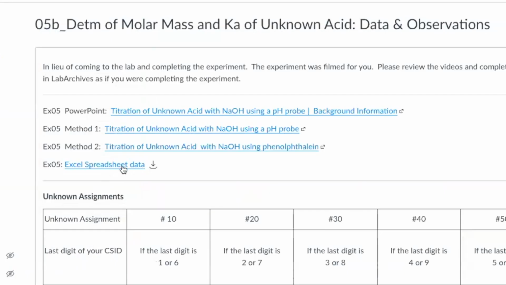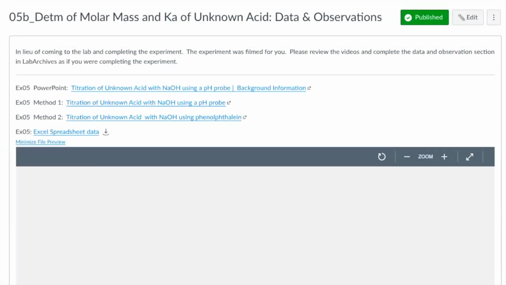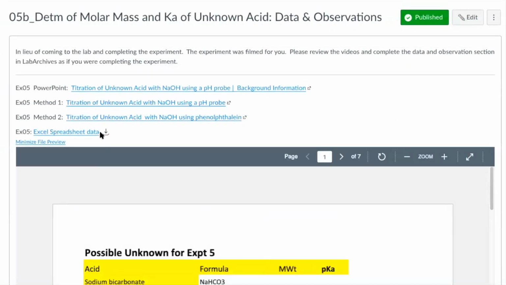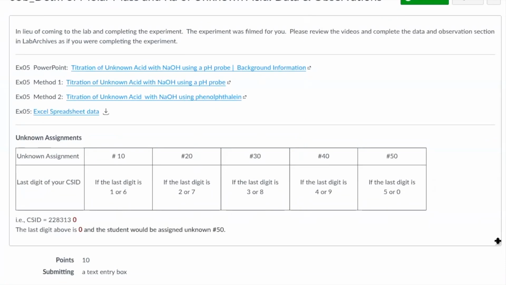This is the data right here. Before we look at the data, let me go back. Before we look at the data, read this. Your CSID will determine your unknown. If the last digit of your CSID is 1 or 6, you're assigned unknown number 10. If the last digit is 2 or 7, your unknown is number 20. 3 or 8, your unknown's 30. 4 or 9, your unknown's 40. 5 or 0, your unknown is 50.